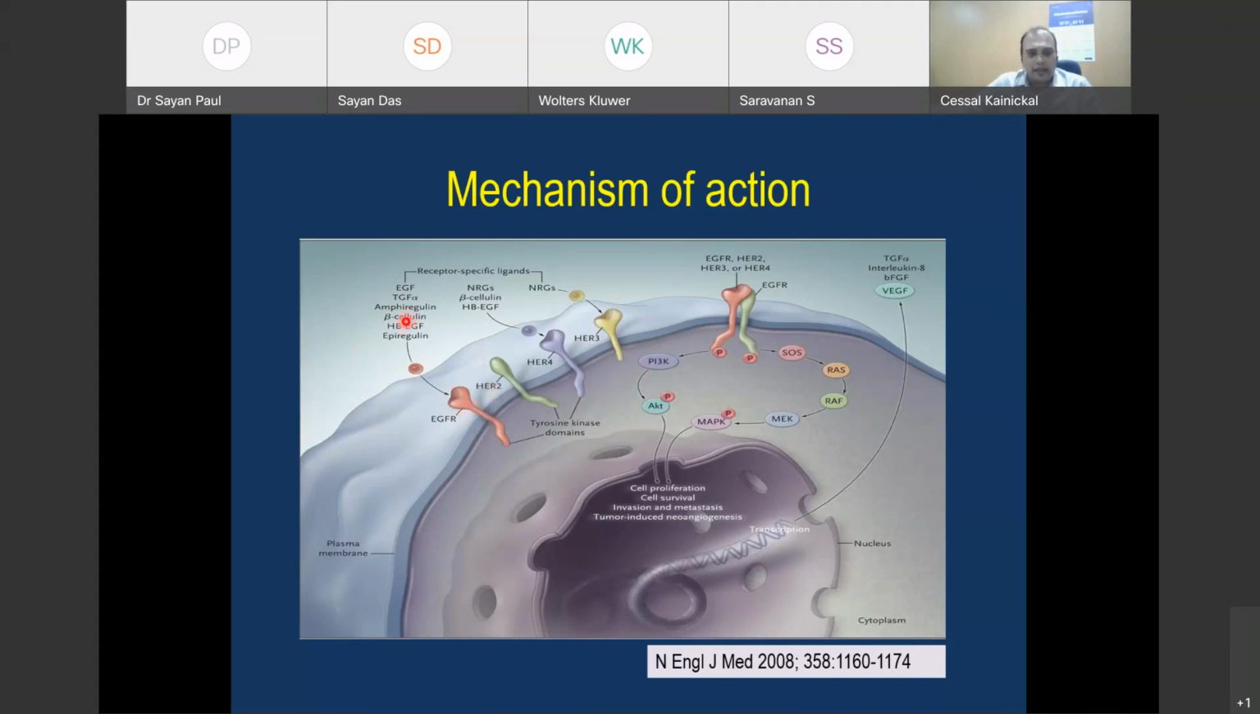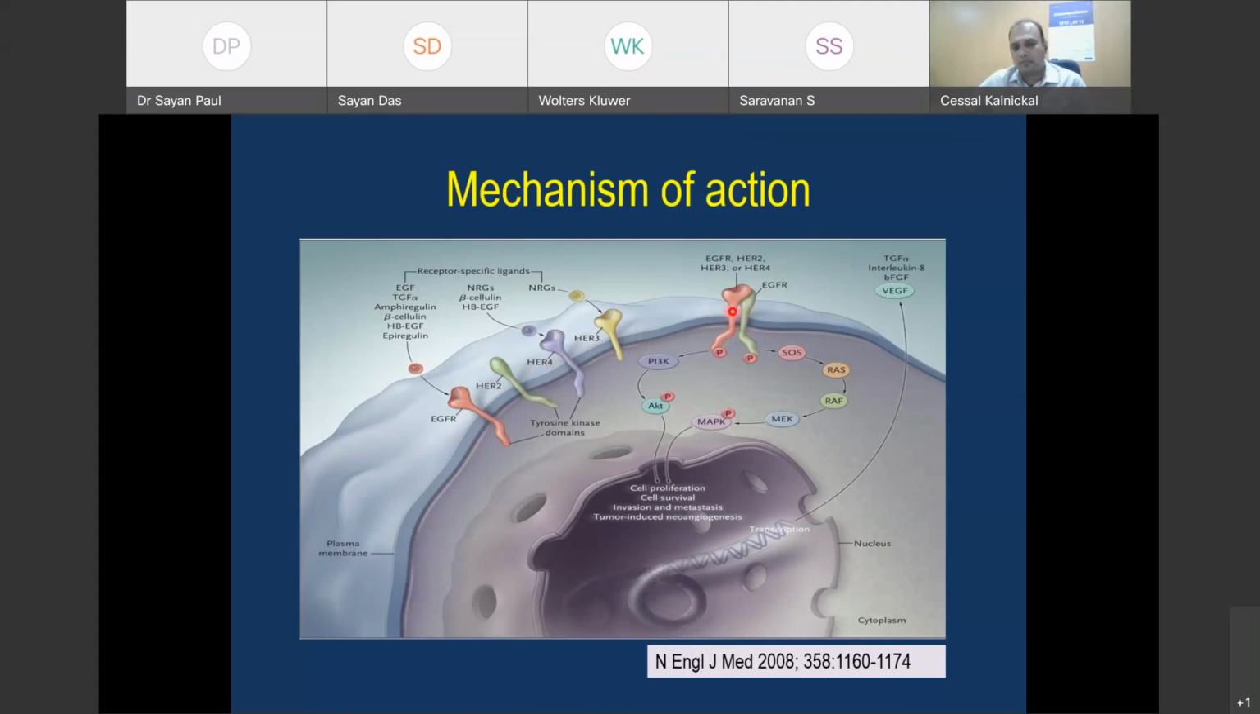When a ligand binds to the extracellular domain of the epidermal growth factor receptor, the second step is dimerization. It can be with EGFR or EGFR-like receptors, which are HER2, HER3 or HER4. When EGFR dimerizes with EGFR, that is called homodimerization. When EGFR dimerizes with an EGFR-like receptor such as HER2, it is called heterodimerization.